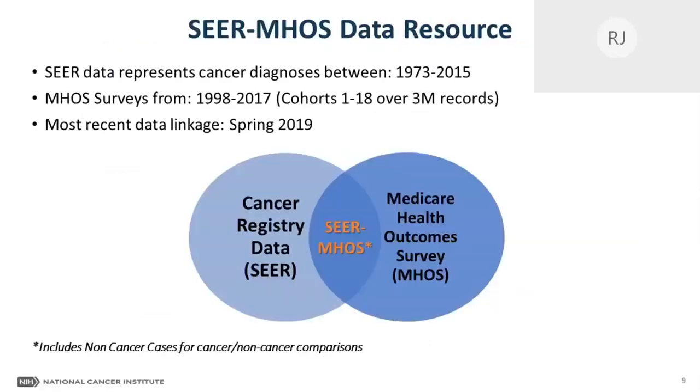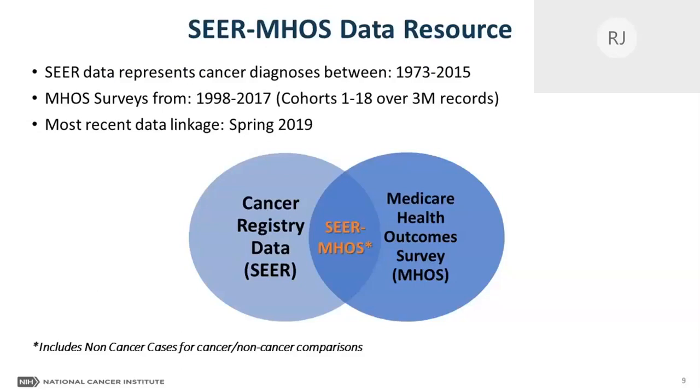So the SEER-MHOS data resource represents the overlay of these two data resources. So where someone is diagnosed with cancer at any point since 1973 within a SEER registry catchment area, is then at some point later enrolled in a Medicare Advantage plan, and then was randomly selected to be part of the MHOS sample cohort, consisting of 2 surveys 2 years apart.